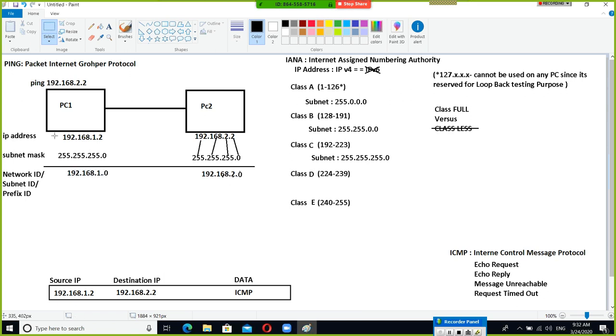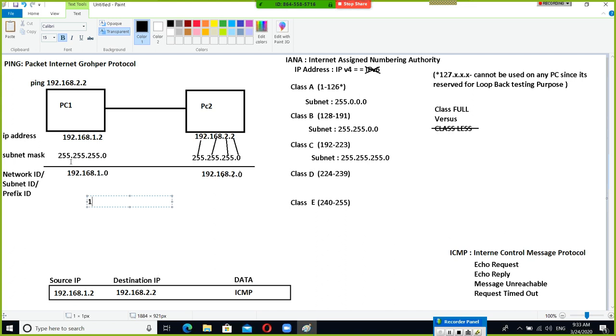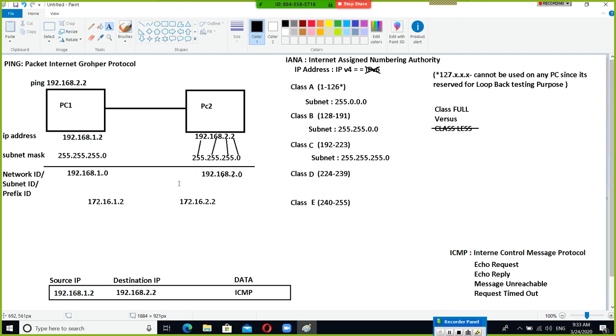These two network IDs are not the same, therefore they will not communicate with one another, even though they are just directly connected by a cable. Are you understanding? Now let's take another example. 132.16.1.2 is an IP address I assign on one PC, and 132.16.2.2 is an IP address that I assign on another PC. My question to you, Sanjay, is: will these two computers communicate with one another?